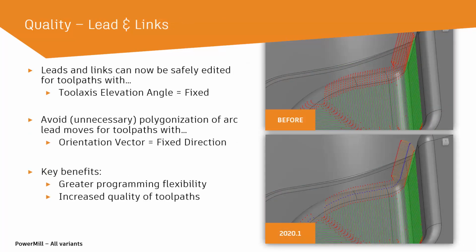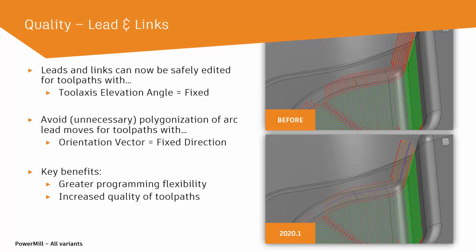Staying on the subject of quality, we have improved leads and links in a number of ways. The first is the fact that leads and links can now be safely edited for toolpaths where the tool axis elevation angle has been fixed. Previously, those toolpath leads and links could not be edited, and if you tried, you would experience various different problems. Now you're able to edit those leads and links and preserve the tool axis elevation angle that you've defined.